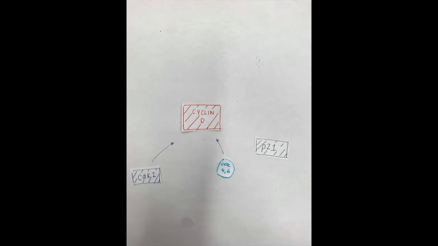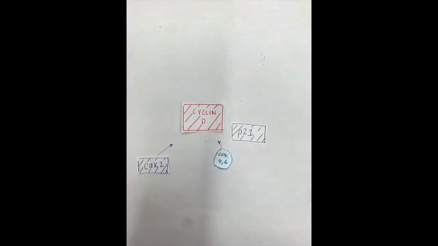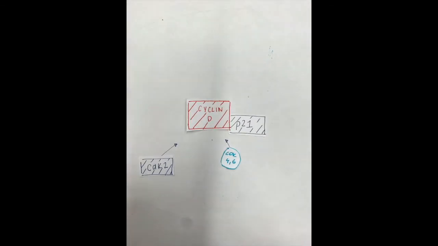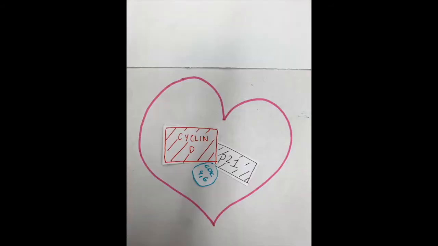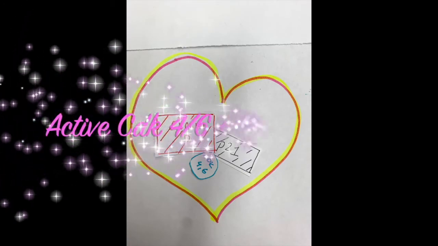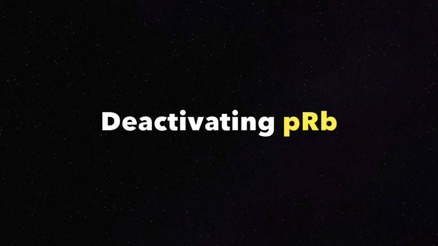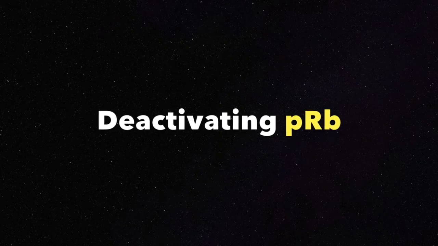P21, mentioned earlier, helps the formation of the cyclin D Cdk4 or Cdk6 complex by inhibiting the binding of Cdk2 to cyclin D. The active cyclin D Cdk4-6 complex is necessary for the next step in the G1-S checkpoint, the deactivation of RB.